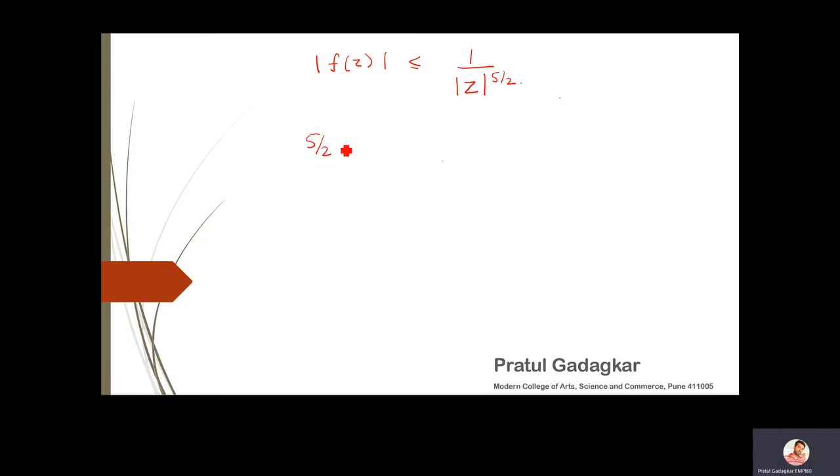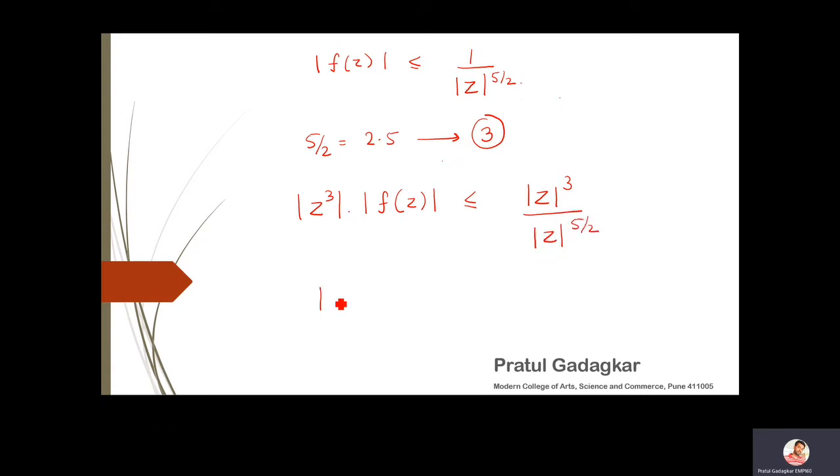Now we know that 5 by 2 is 2.5. And what is the next integer more than 2.5? That is 3. So I will multiply both the sides by mod z cube. And what happens because of that is, so let me write it, mod z raised to 5 by 2. So this will become mod z cube f z is less than or equal to what? Mod z raised to half.